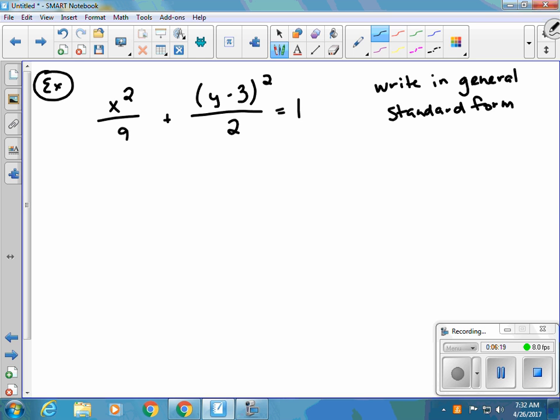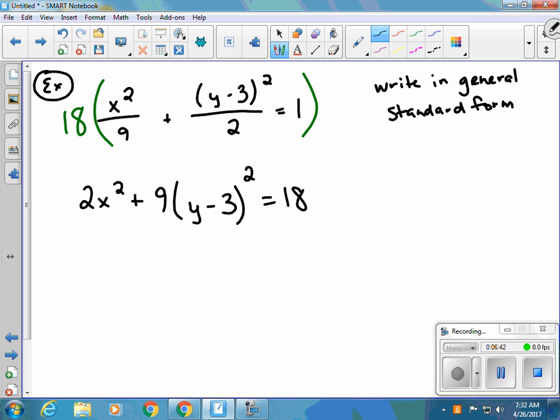So what you want to do is get rid of the fractions. No one likes dealing with fractions. So we need to multiply by the common denominator. Generally, you can just multiply the 9 and the 2 together to get that number. So we'll go with 18. Now we need to distribute that to everything. So this is going to be 2x squared plus 9 times (y minus 3) squared equals 18. However, in our general standard form, it wasn't y minus 3 in parentheses squared. It was y squared and something y. So you need to actually do the distribution of the y minus 3 squared. So we've got 2x squared plus 9 times y minus 3, y minus 3 equals 18.